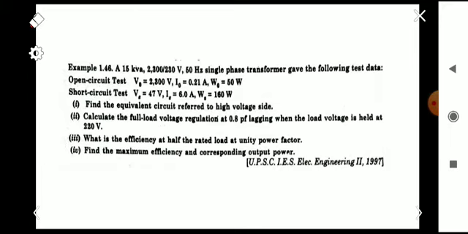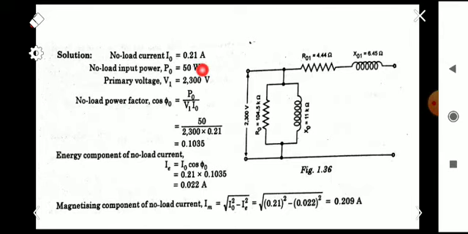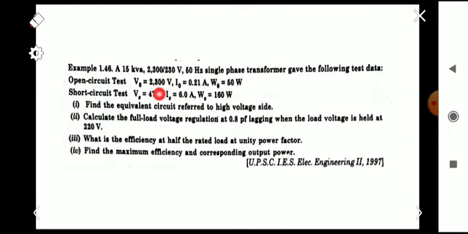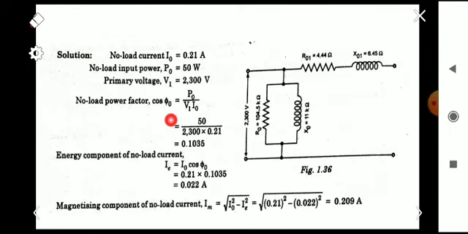Okay, so we can move to the answer. First we have to find the equivalent circuit parameters. Here the given parameters are current, power, and voltage. From the open circuit test we obtain these three values, and we know the no load power factor cos phi 0 is equal to P0 by V1 I0. We know that power P is equal to V I cos phi. We are considering the case of no load, so cos phi 0 is equal to P0 by V1 I0, and by substituting the values we obtain the power factor as 0.1035.